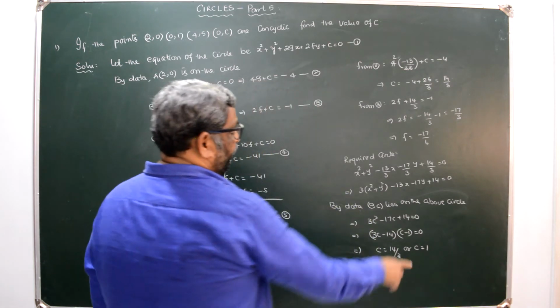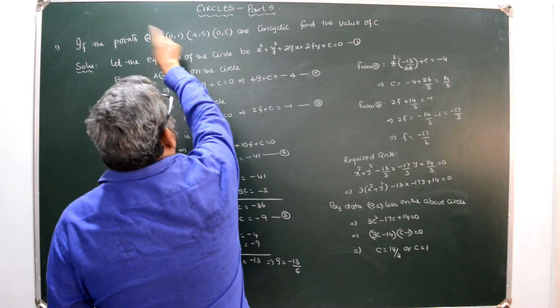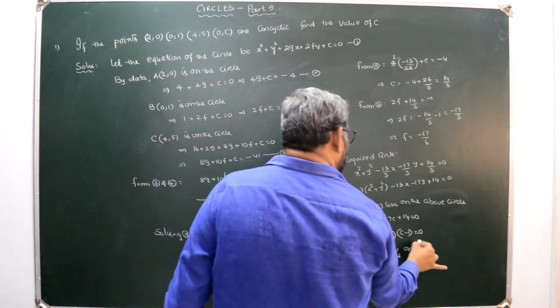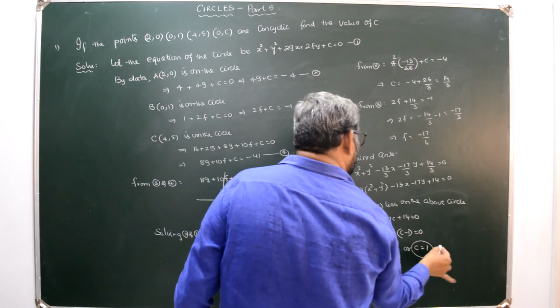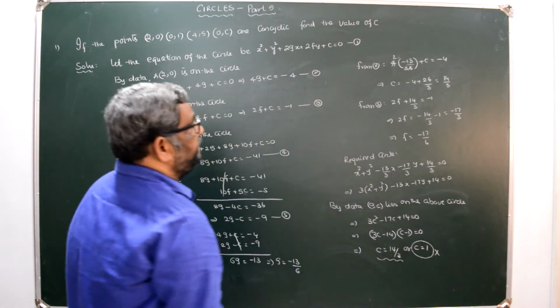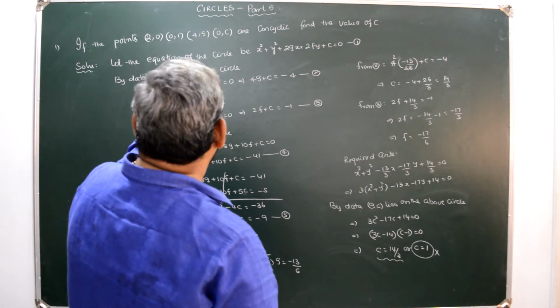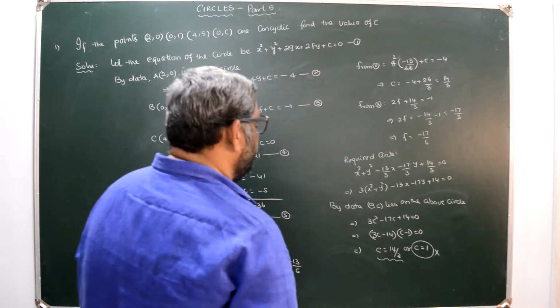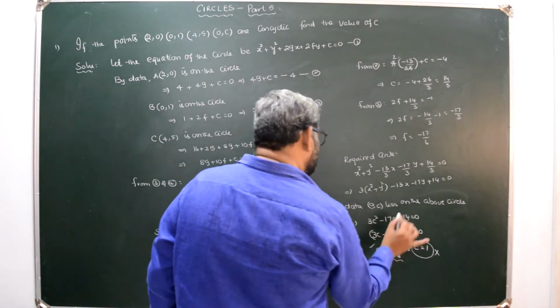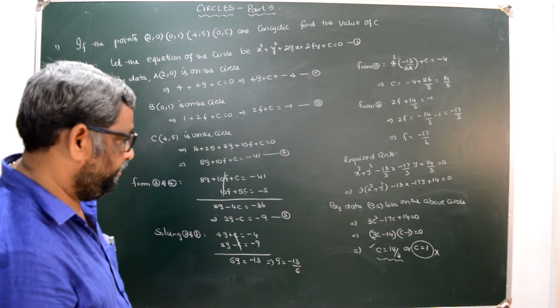But if c is equal to 1, this (0, c) will be coincident with this point, so we will not consider this answer. We will consider c equal to 14 by 3, because if you take c equal to 1, that will be the same as the point B (0, 1). So we can choose the value as c equal to 14 by 3.